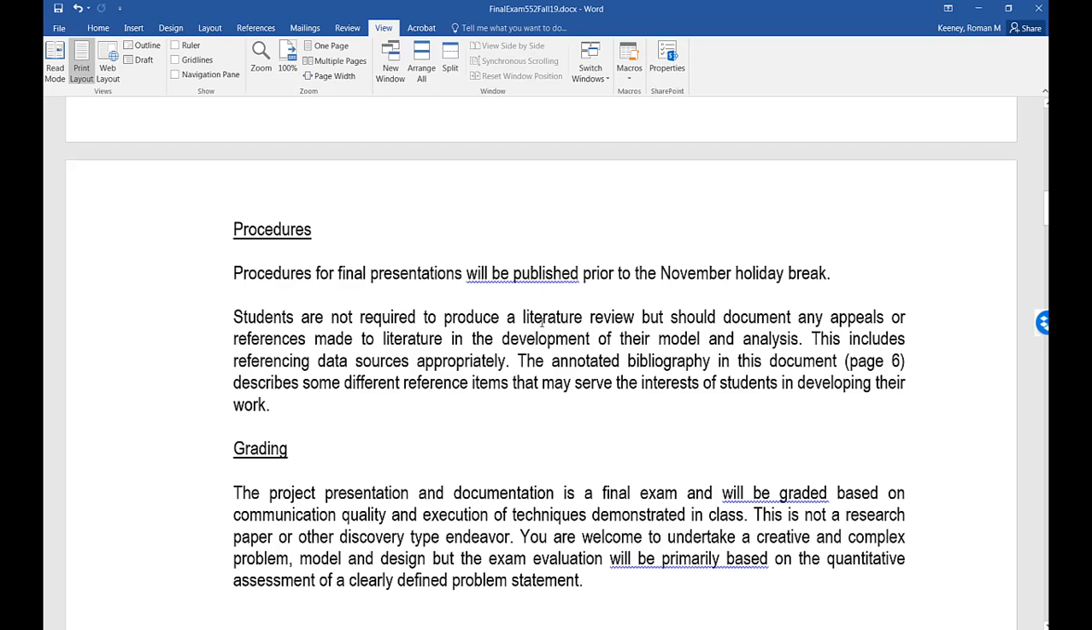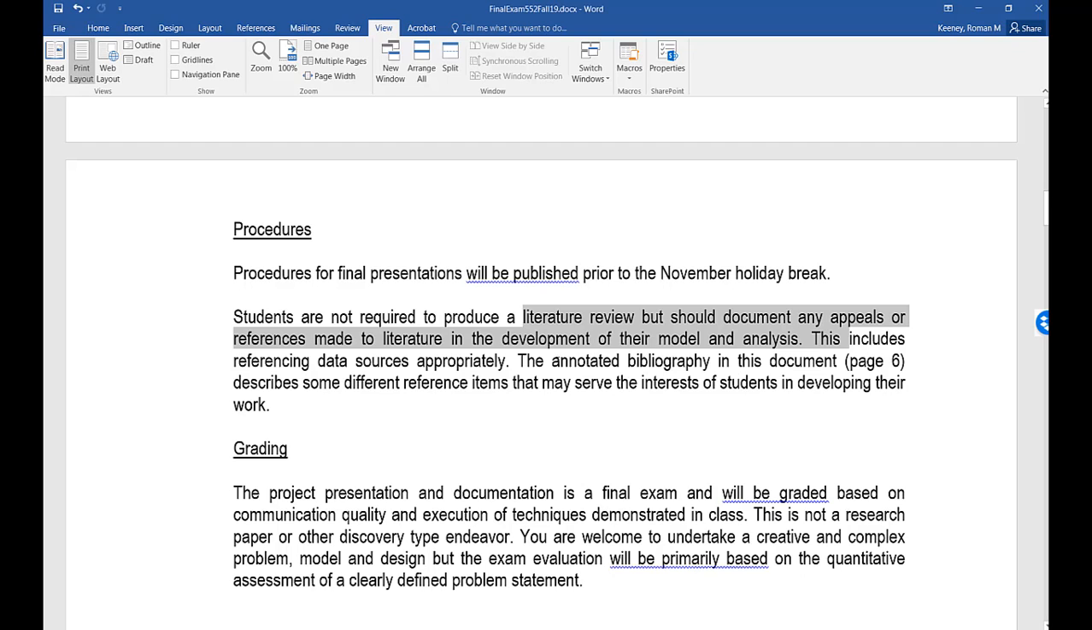This says you are not required to do a literature review, but your document should include anything that you think is relevant for making some kind of comparison. So if you want to compare to something that's published, whether it's academic literature or just something that's been published, we do need to document any of that. It also would include any sourcing for the data that you build in.